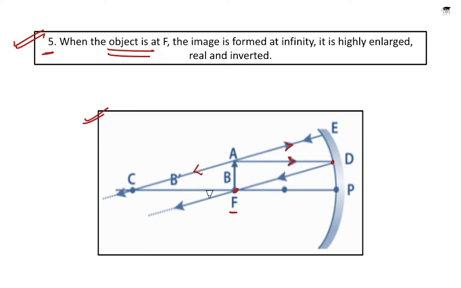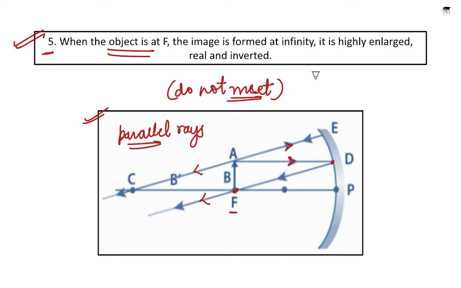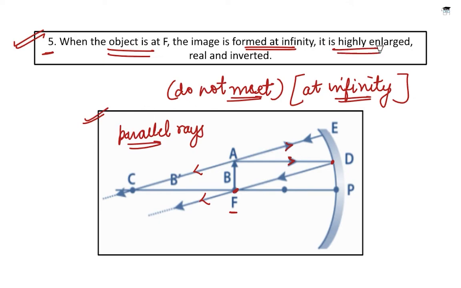So these two rays are the reflected rays. These reflected rays are actually parallel to each other. You can see that they are parallel to each other. Parallel rays or parallel lines do not meet. So where will the image form? Because for the image to be formed, the reflected rays have to meet at some point. So actually in this case, the parallel rays meet at infinity. So the image is formed at infinity, and it is highly enlarged, and it is real and inverted. It is real and inverted because it is formed in front of the mirror.